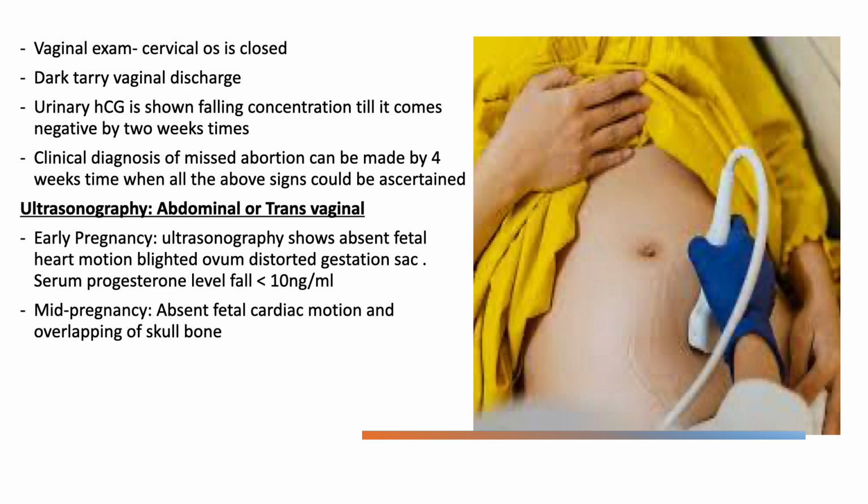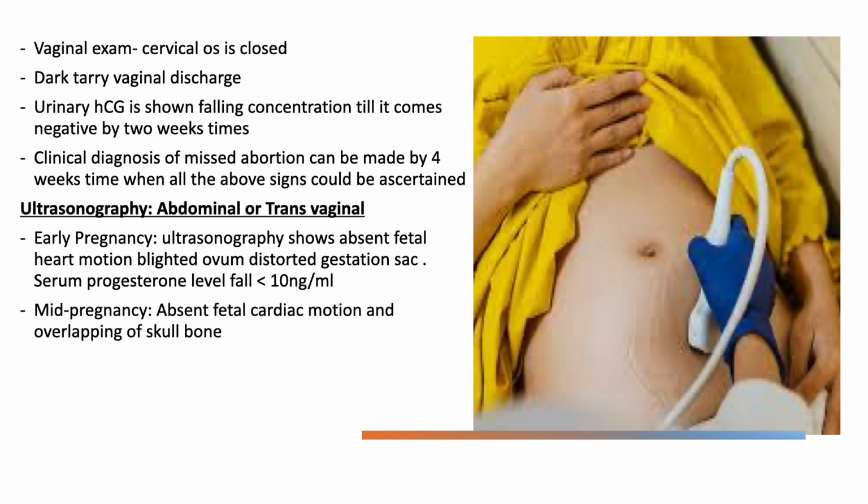Urinary HCG shows falling concentration till it becomes negative by 2 weeks' time. When you do a urine examination, the HCG level falls, it's not a sudden fall. Even though the baby is dead, by 2 weeks the HCG level falls down. Clinical diagnosis of missed abortion can be made by 4 weeks' time when all the above signs can be ascertained.